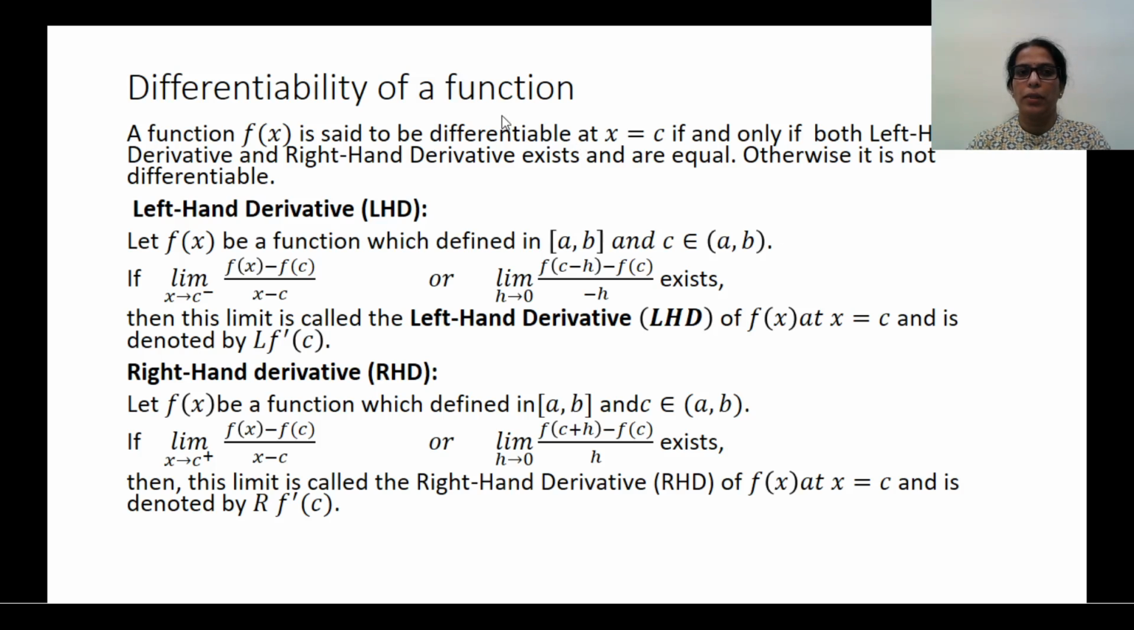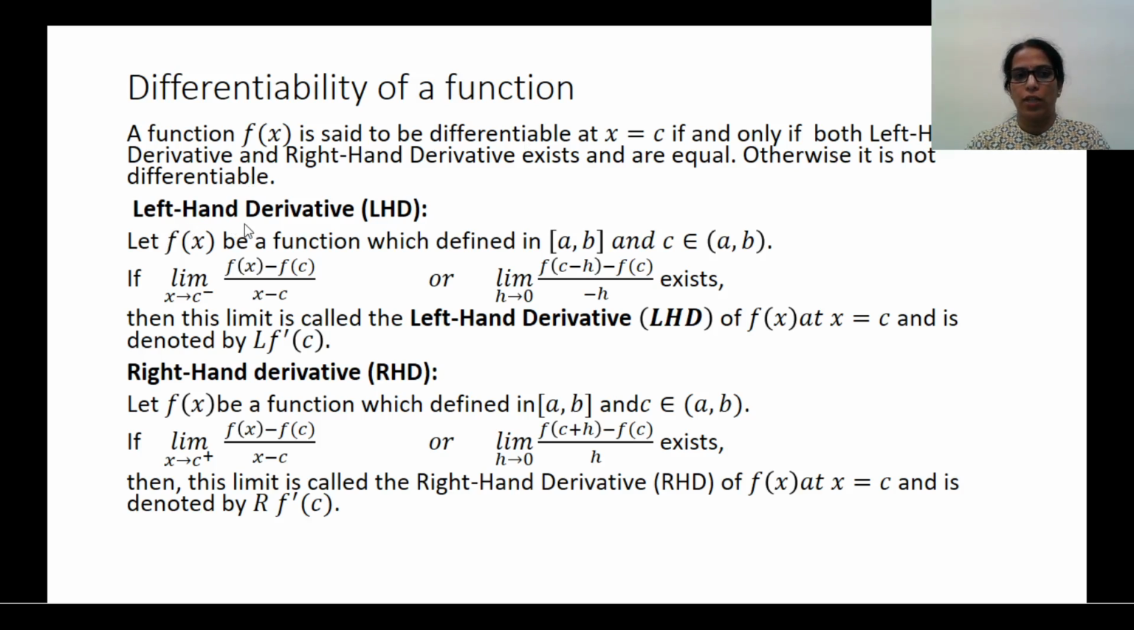Now, differentiability of a function. A function f of x is said to be differentiable at x equal to c if and only if both left hand derivative and right hand derivative exist and are equal. Then we are going to say the function is differentiable, or otherwise it is not differentiable.